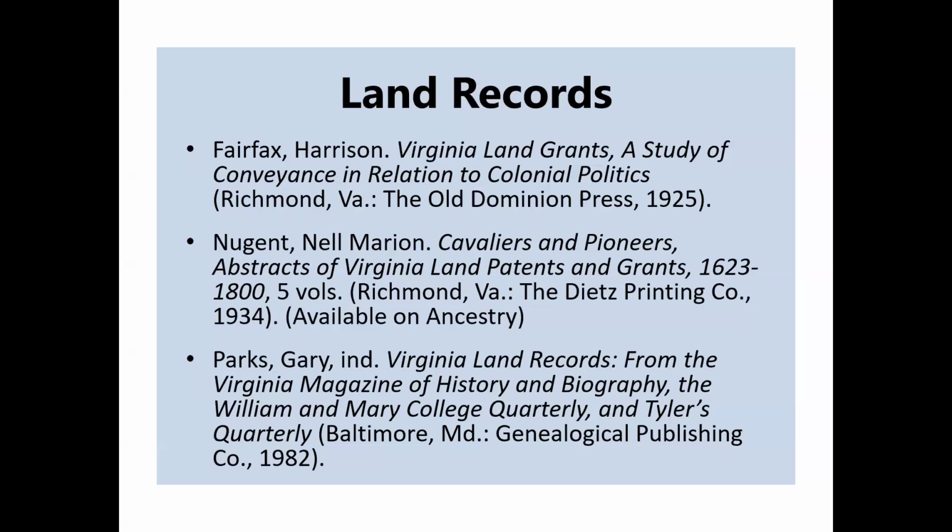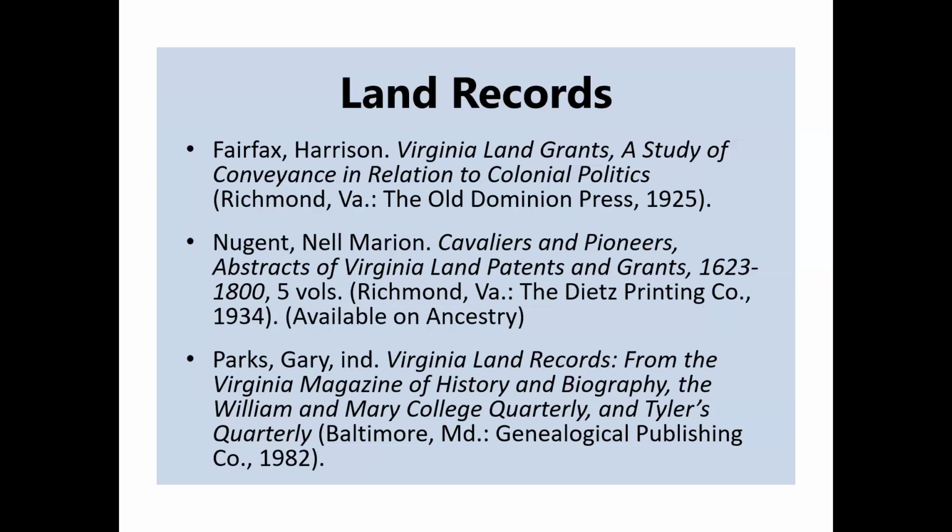Land records, when it comes to Virginia, there are a lot of important resources. Harrison Fairfax's Virginia Land Grants, a study of conveyance in relation to colonial politics. By far, probably the most important one is Nell Marion Nugent's Cavaliers and Pioneers, which is abstracts of the Virginia land patents and grants from 1623 to 1800 in 5 volumes. This is a go-to for anybody who has early Virginia ancestry, and, good news, it is available on Ancestry.